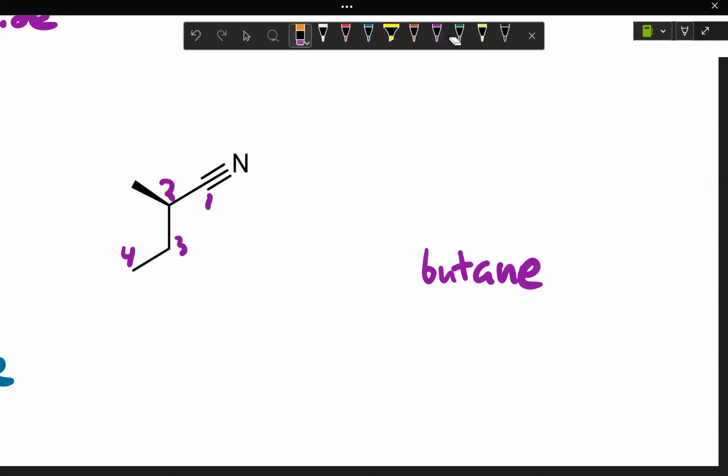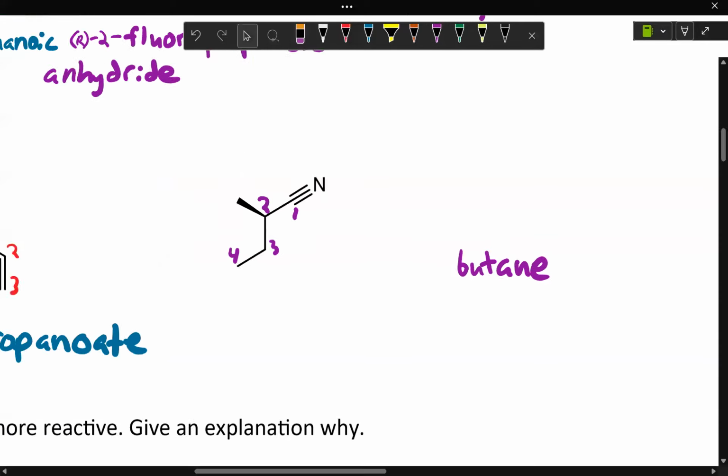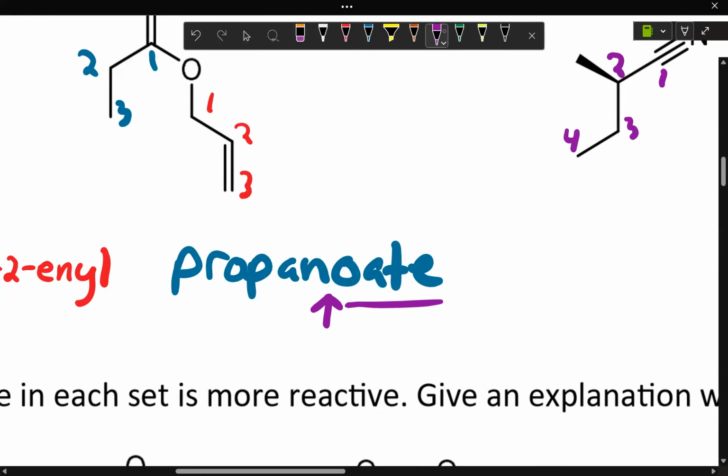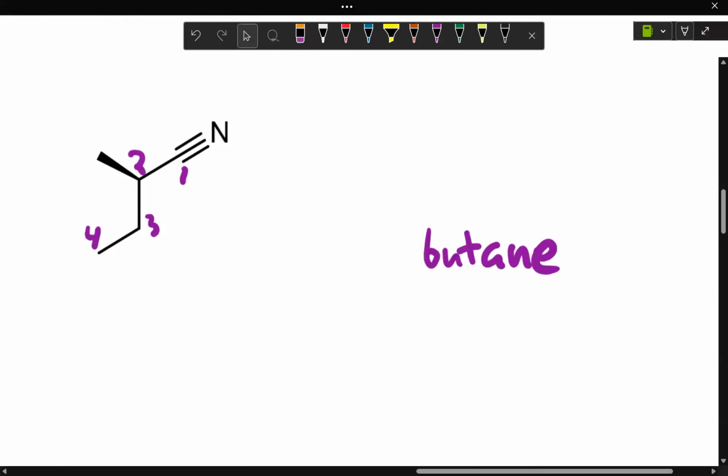And to name nitriles, you actually do keep the E. I know normally we would always take off the E when we end whatever functional group we're naming. But for nitriles, you do keep the E at the end. So this is going to be butane, and then to signify it's a nitrile, you end it in nitrile. Pretty easy.